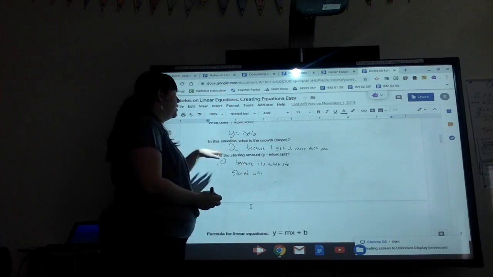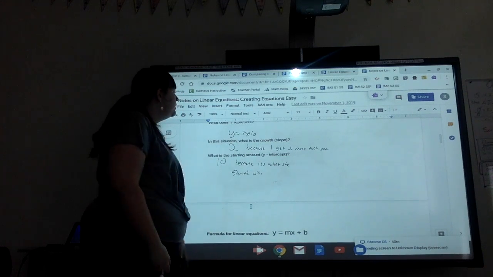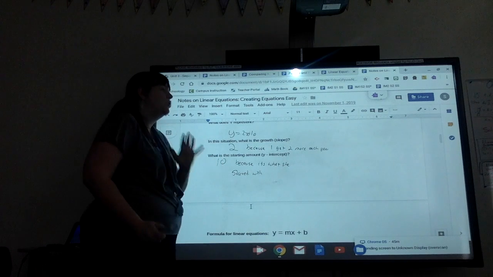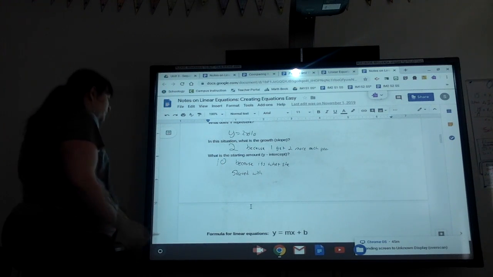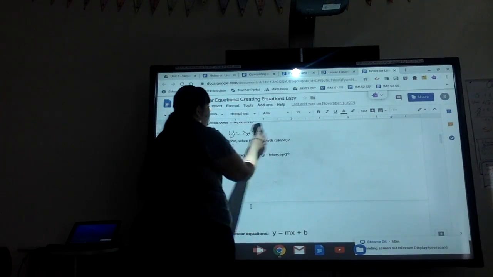And that just gets tacked on to the end without the x because that's just the starting amount. There's just 10 right there. But the slope, how much you're changing by, goes with the x because it's how much time has passed. Which brings us to why the formula is the way it is.